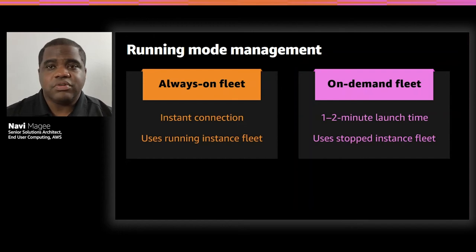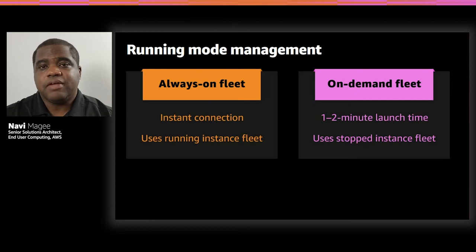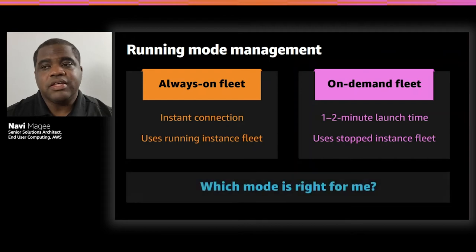The second running mode is the on-demand fleet. With the on-demand fleet, there's a 1 to 2 minute wait time. When the user is not using or consuming the instance, the fleet can scale back in and it only uses a stopped instance fleet, in which case there's only a stopped instance fee that's charged when not in use.